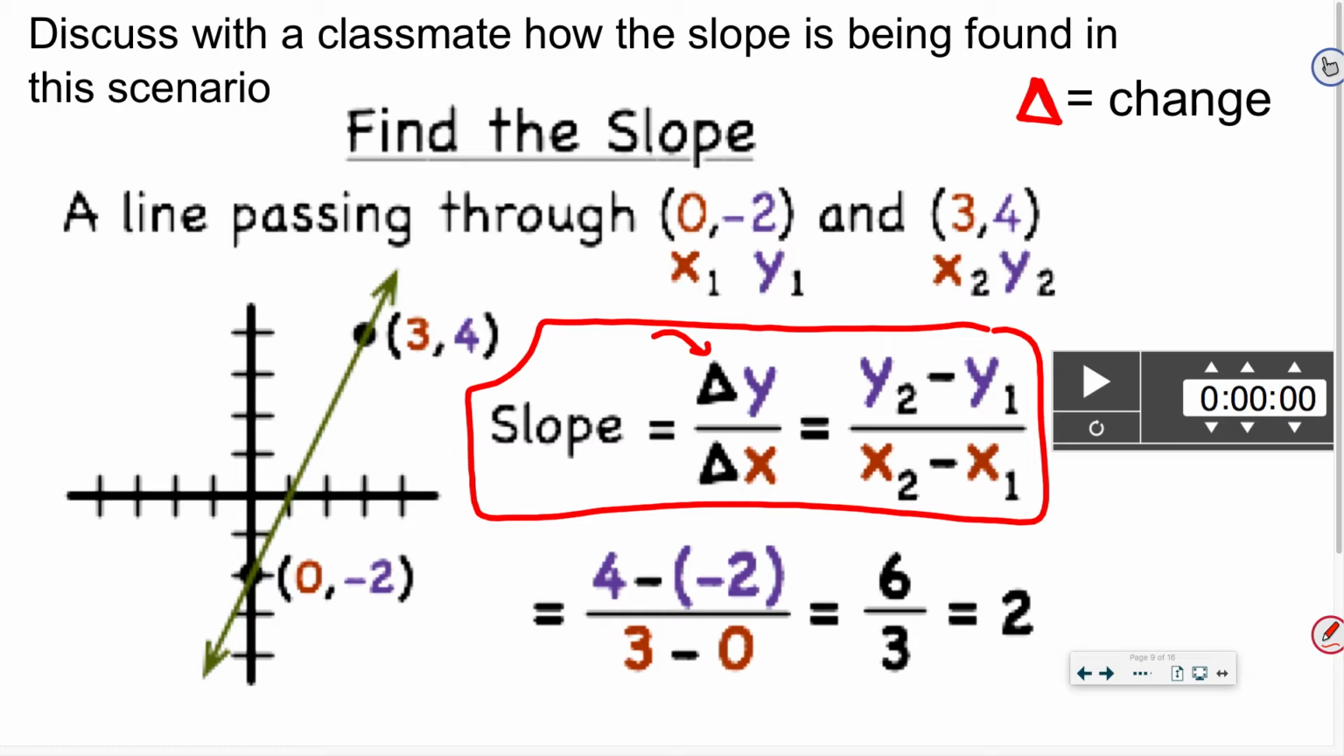So what I'd like for you to do is follow what was done here. Take a look at this formula and look at this calculation. And using the graph, I want you to identify where did these numbers come from and why were they put in this formula in that way. Now it is color coded for you to kind of see it and follow it along. But how did we end up with a slope of 2 for this line?